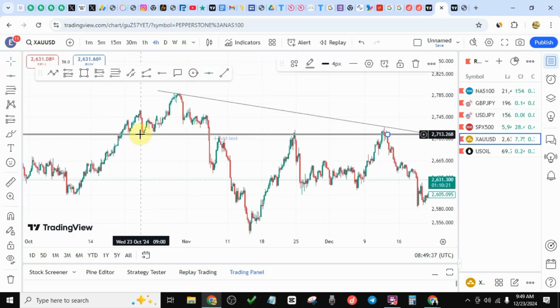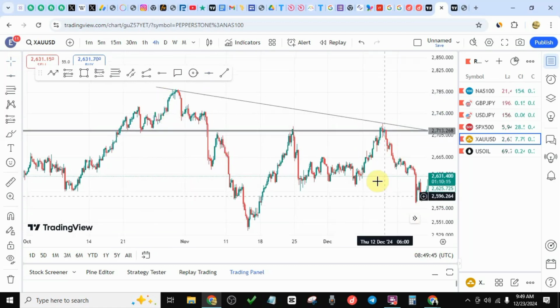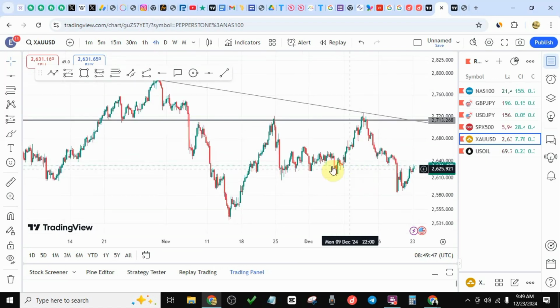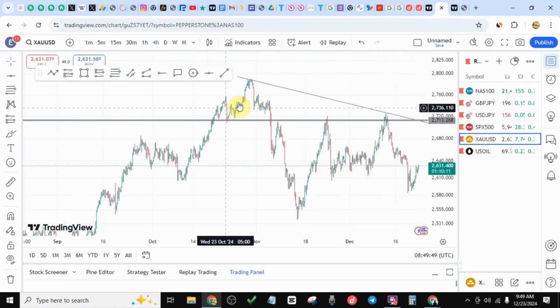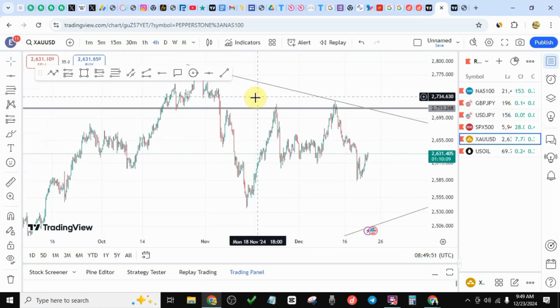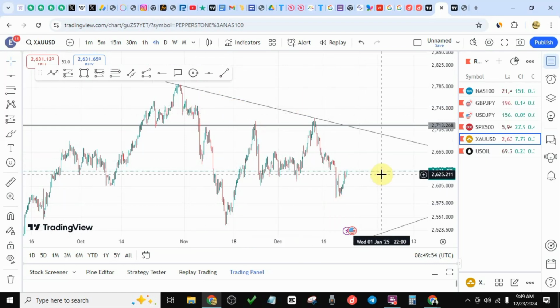Let me put this right here. This is the neckline right here. The market came back to retest, came back here to retest, came back to retest, and dropped. So this neckline keeps dropping this market. So guys, this is a valid head and shoulder, and this was responsible for the pull down of this market.